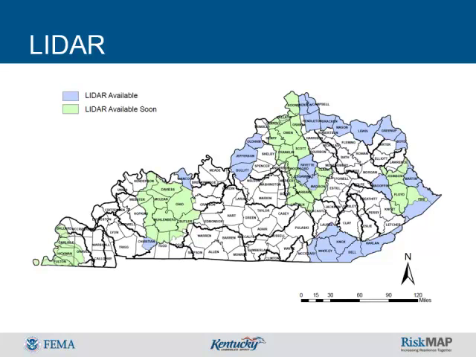other purposes. The topographic data being collected in conjunction with RiskMAP in Kentucky will have at least a 2-foot contour equivalent, which is more accurate than the current USGS topographic maps. This map shows the areas where LIDAR is available or will be available by the end of 2012.